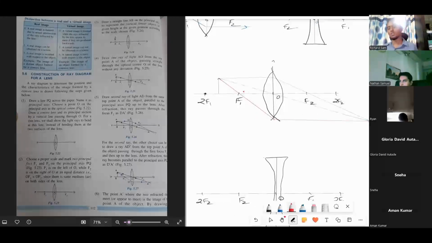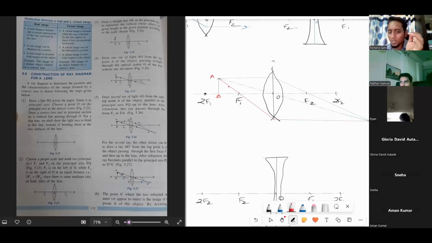So what we have drawn is where the object is placed? Between F1 and 2F1. Now the object will be called something. We'll call this AB. A is the upper part and B is the lower part. You see, we have only drawn rays for the point A. We have not drawn any rays for the point B. Why is that?